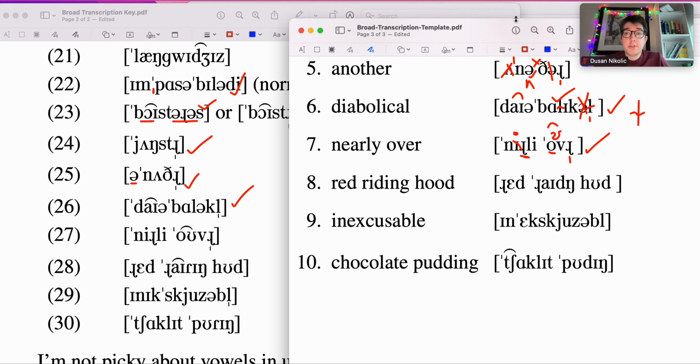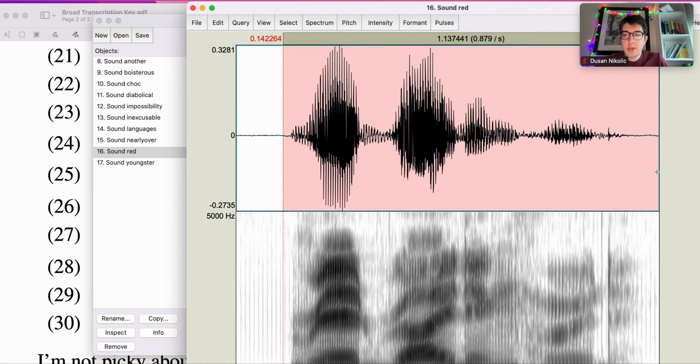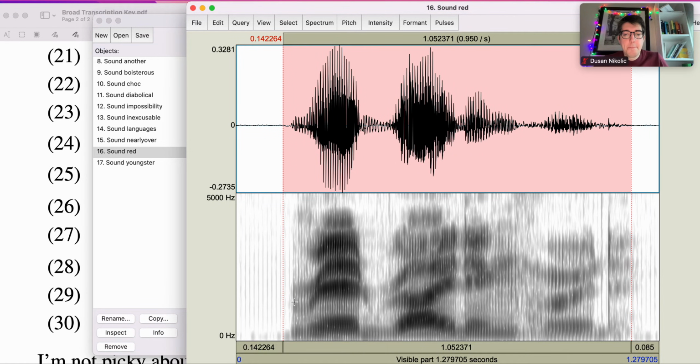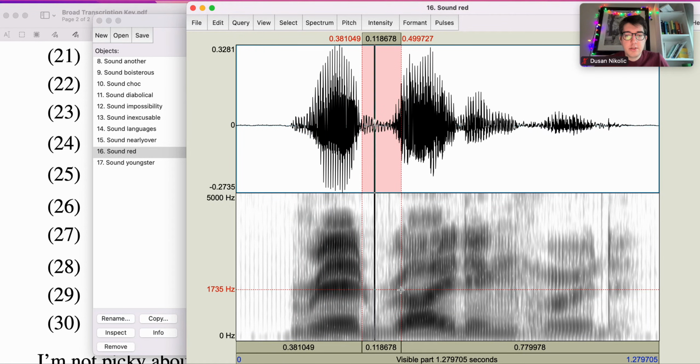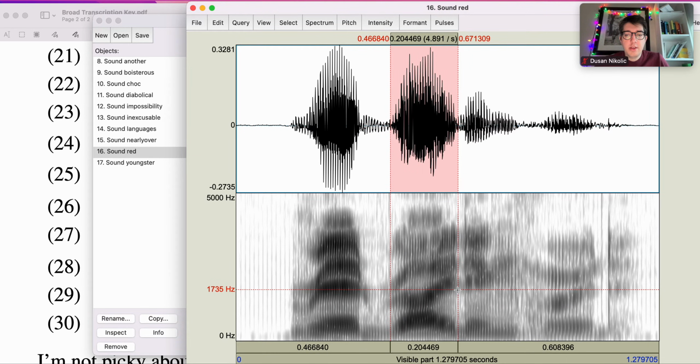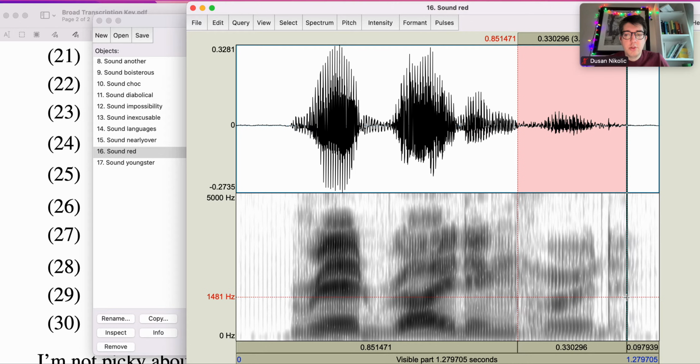Red Riding Hood. This one is a tricky one. Red Riding Hood. Okay. Let's see what happens to Red Riding Hood. Red Riding Hood. Yeah. Red. Definitely retroflex. Right. Riding. Hood.